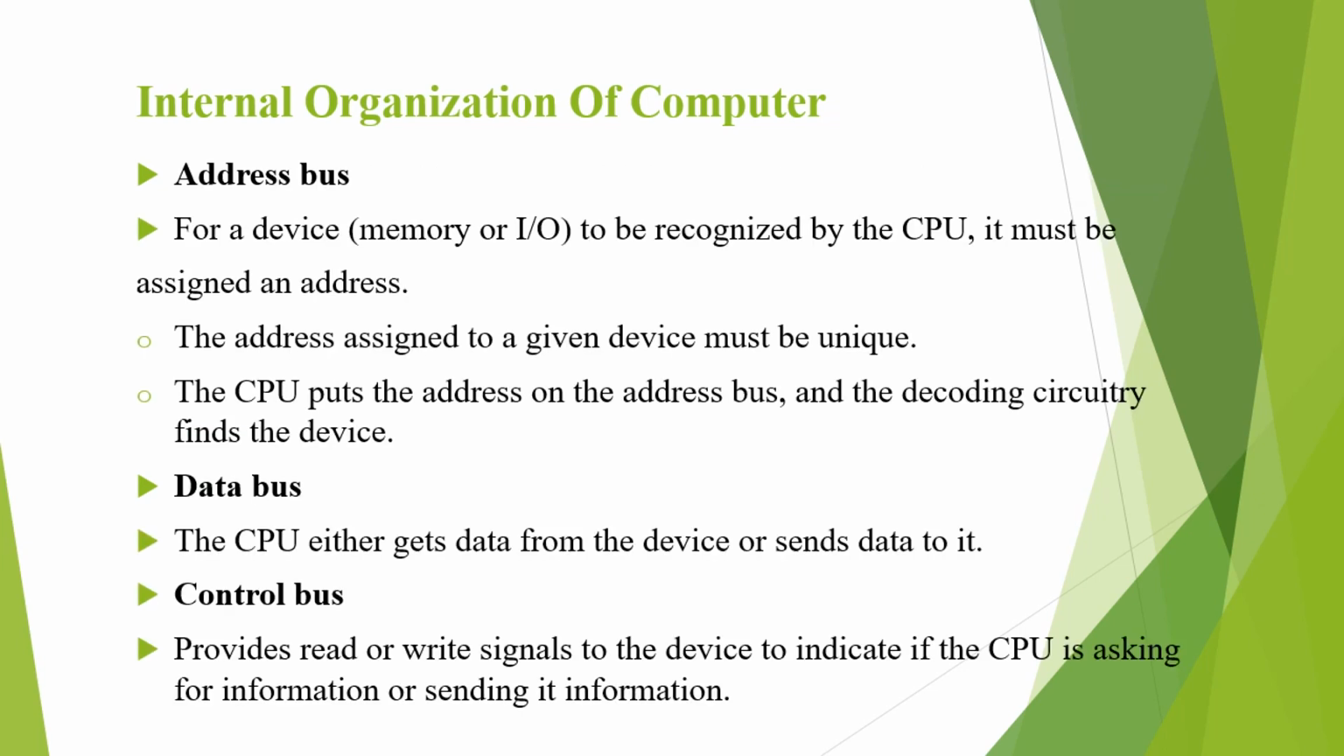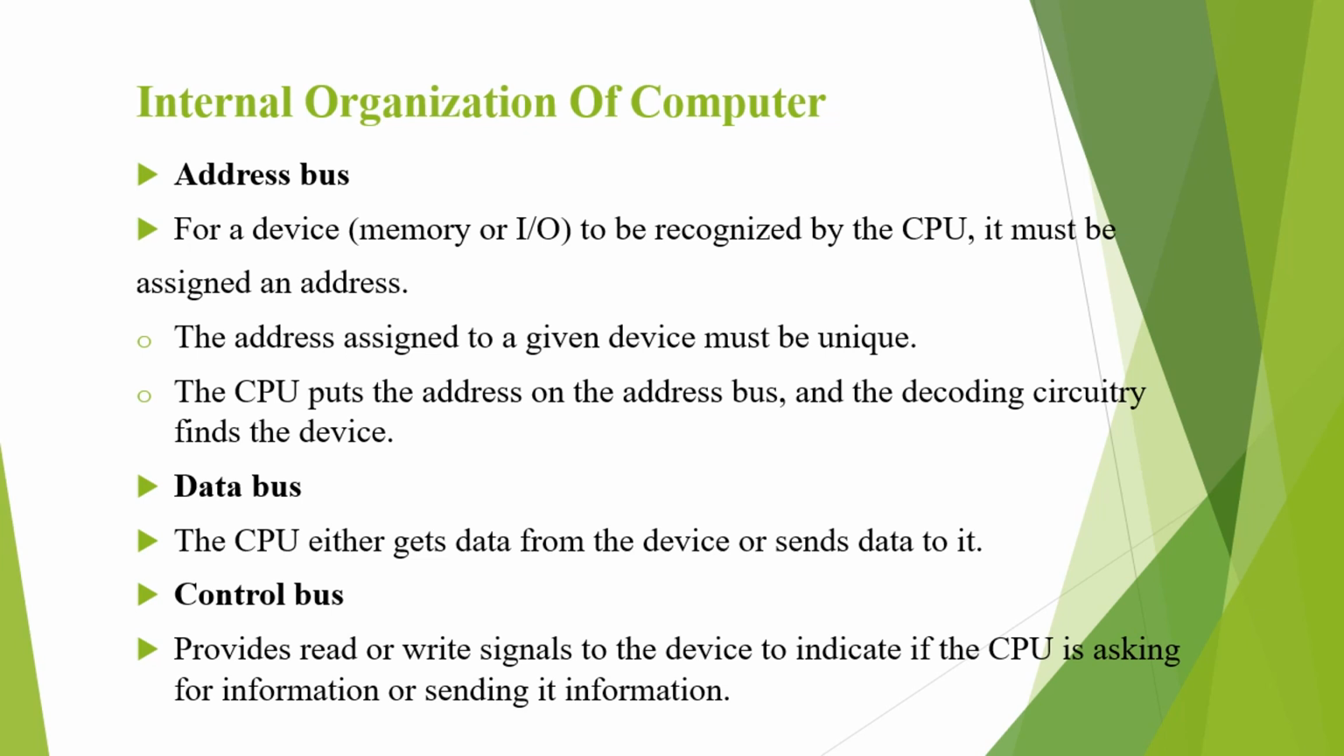So the address bus will carry the address which is passed by the CPU to fetch a particular device. The device, it might be memory or IO device, has to be recognized by the CPU. So it will be assigned an address which is unique. Each device will have a unique address. The CPU will put the address on the address bus and the decoding circuit will find that particular device. So address bus is unidirectional.